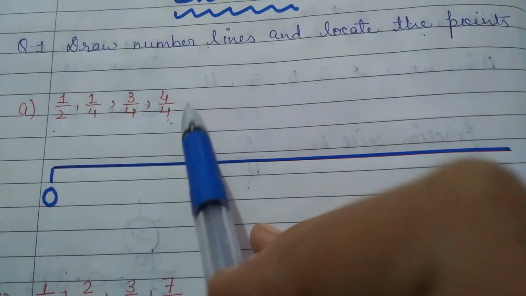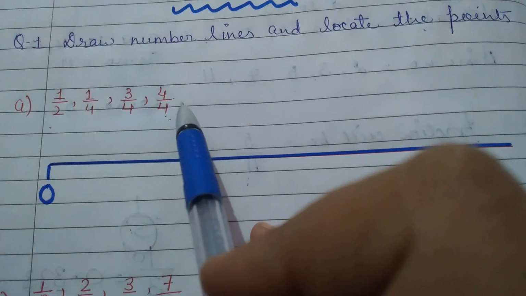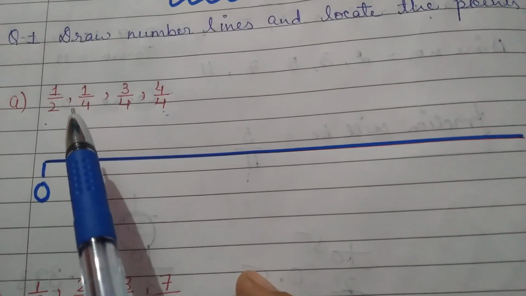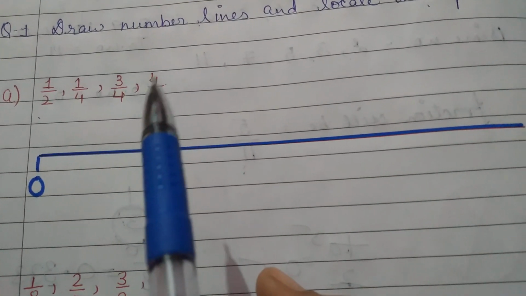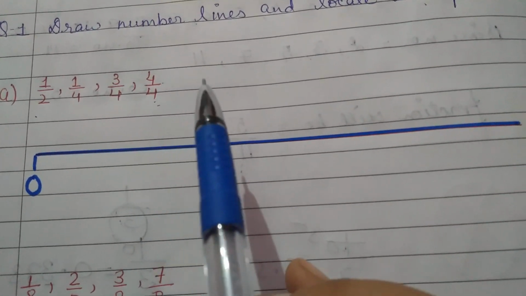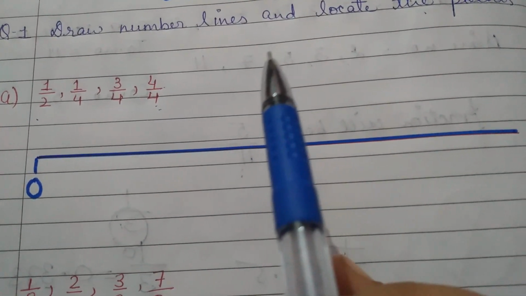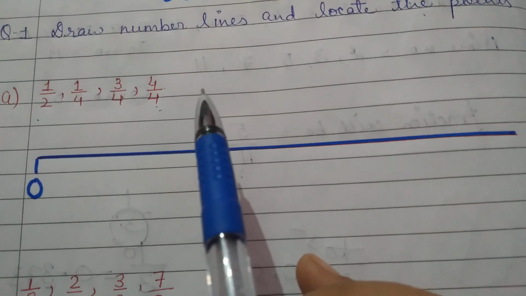Dear children, before starting these kinds of questions, before drawing the number line, you should know whether all the numbers are less than 0 or more than 0, and less than 1 or more than 1, right? So this is the pattern of doing these kinds of questions.